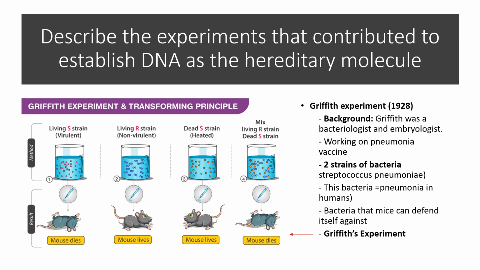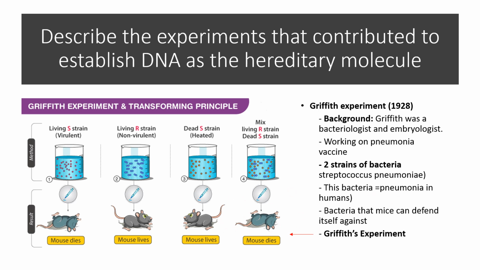He was a bacteriologist and embryologist in 1928 who was working on the pneumonia vaccine. Two strains of bacteria he used was Streptococcus pneumoniae. This bacteria gives pneumonia in human, and it is a bacteria that mice can defend itself against. So he took living S strain of this bacteria, living R strain, dead S strain, and he mixed living R strain with dead S strain, and he got the following results.